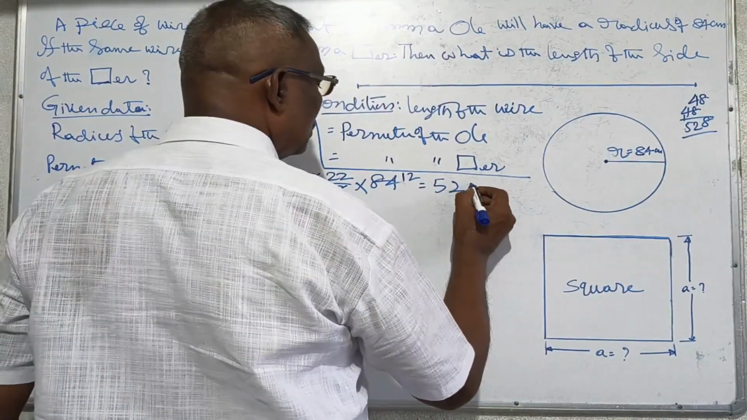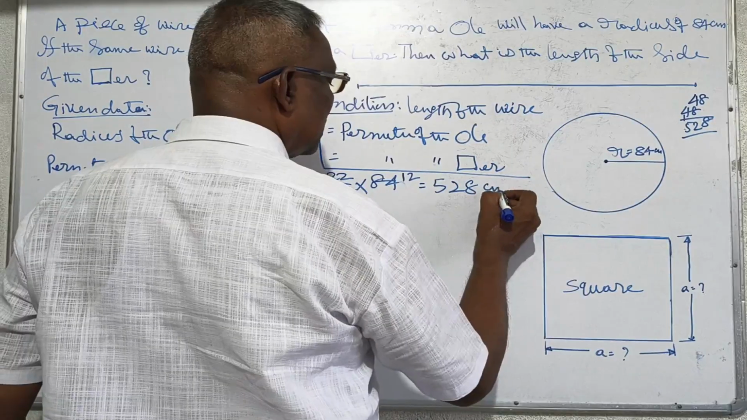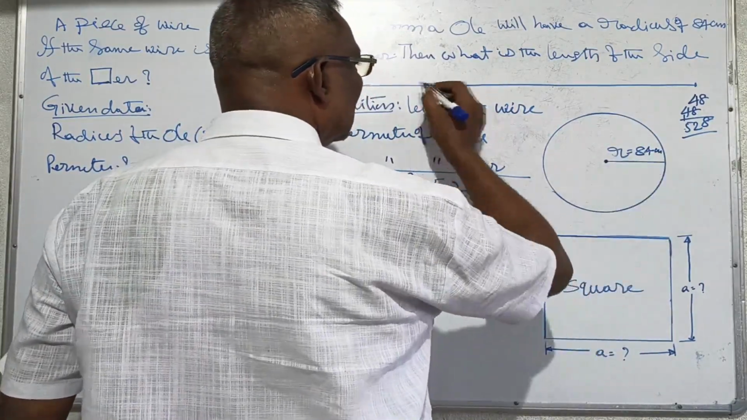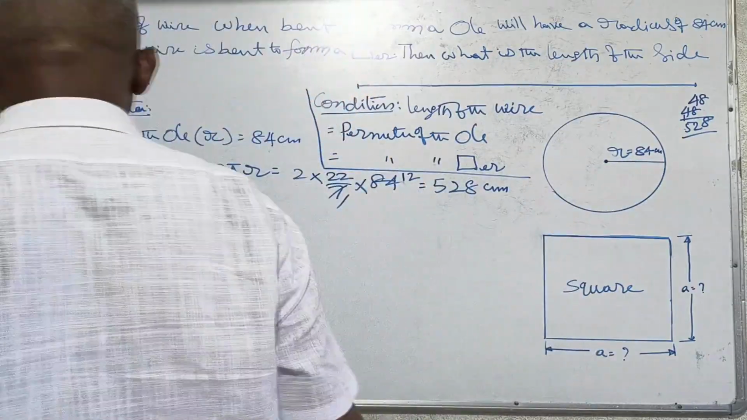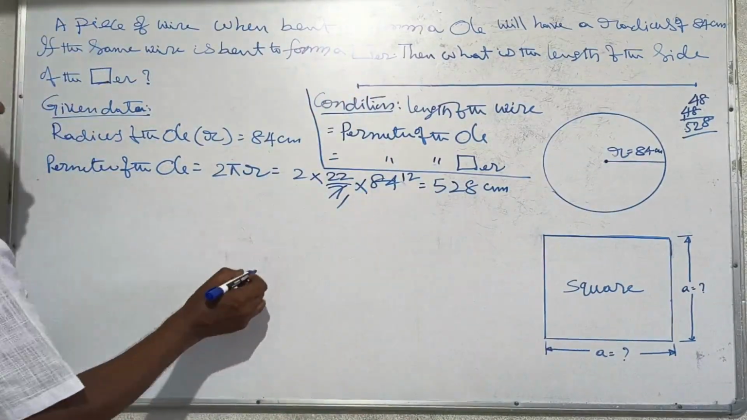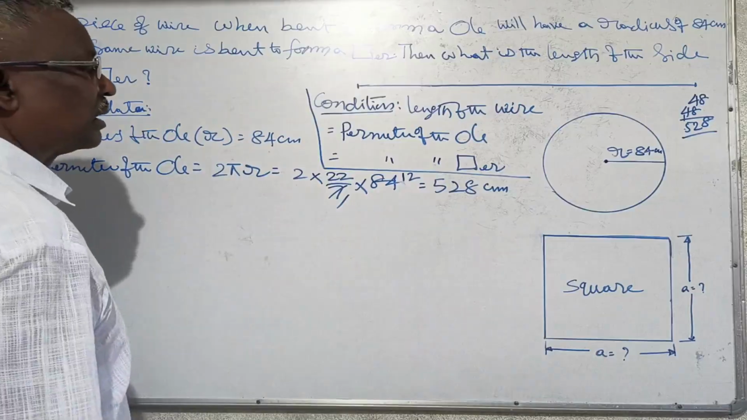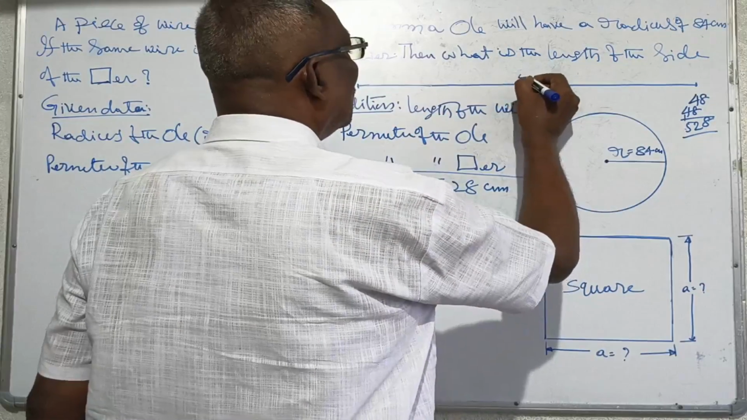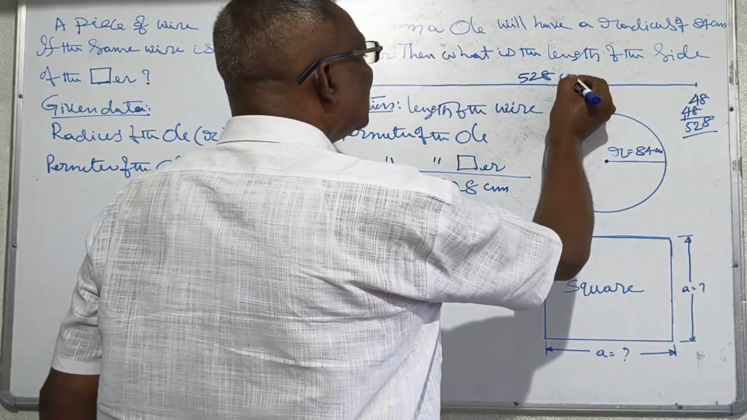528 centimeter. Since it is a length, it is in centimeters. Perimeter of the circle is equal to 528 centimeter. So that means the length of the wire is equal to 528 centimeter.